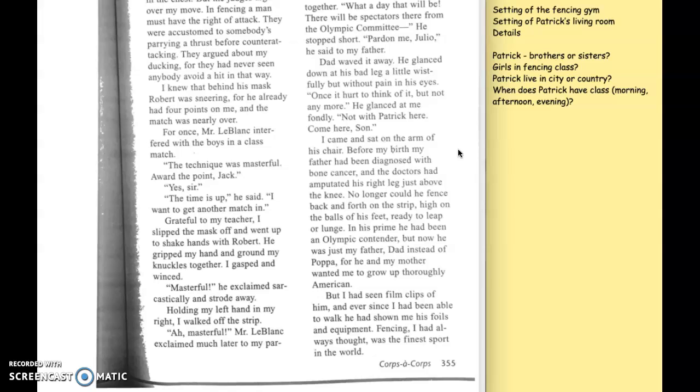Before my birth, my father had been diagnosed with bone cancer, and the doctors had amputated, or cut off, his right leg just above the knee. No longer could he fence back and forth on the strip, high on the balls of his feet, ready to leap or lunge. In his prime, he had been an Olympic contender. But now he was just my father. Dad instead of Papa, for he and my mother wanted me to grow up thoroughly American.